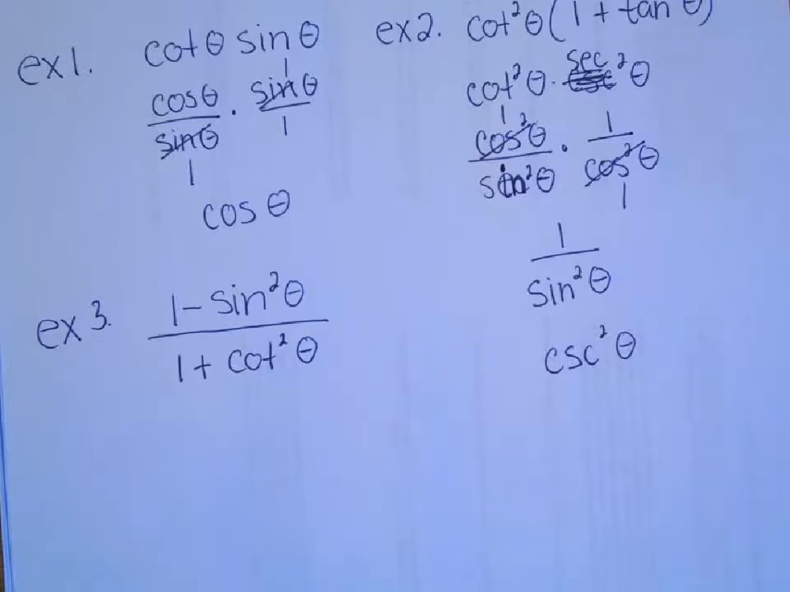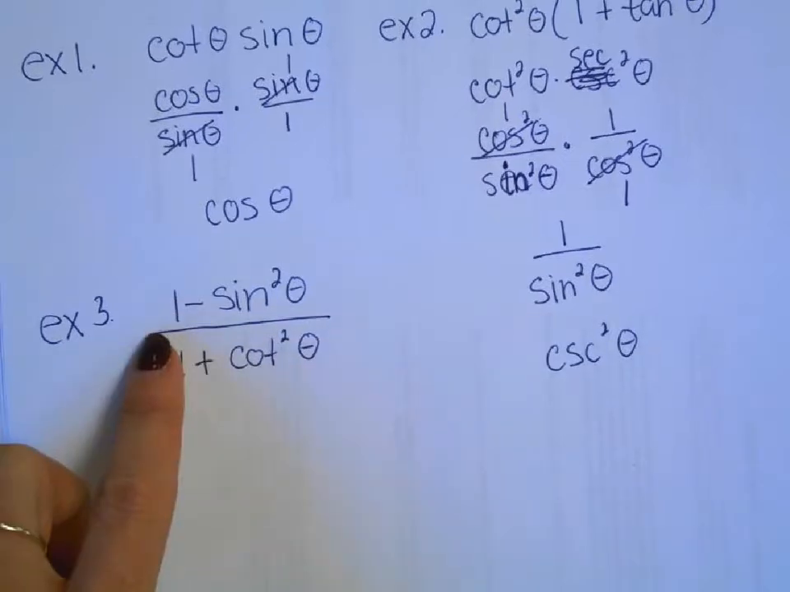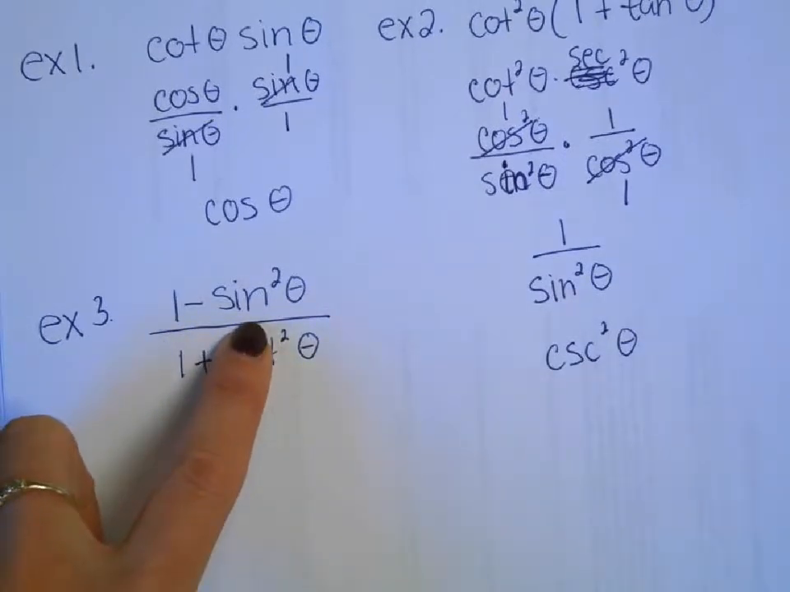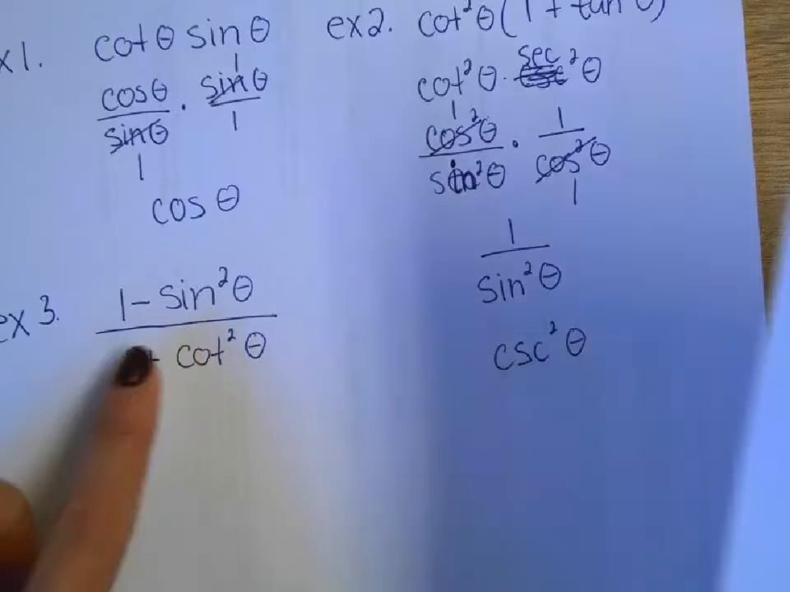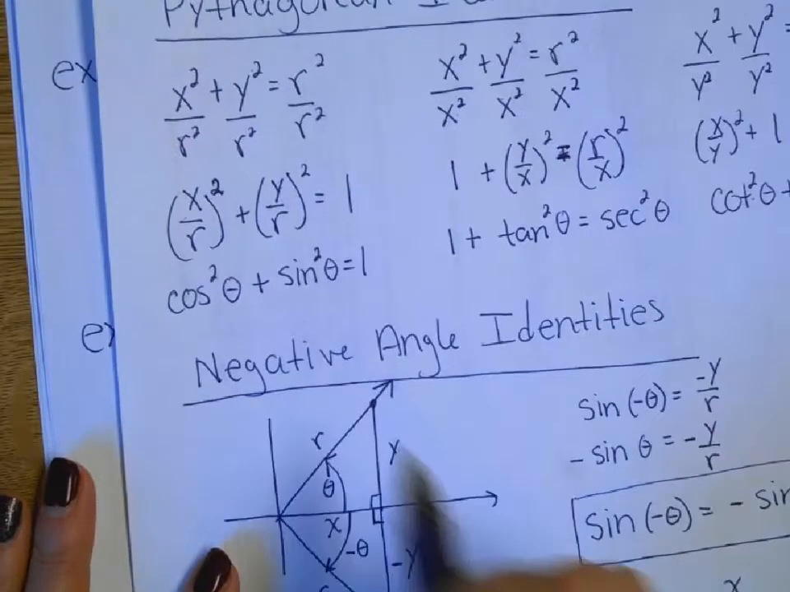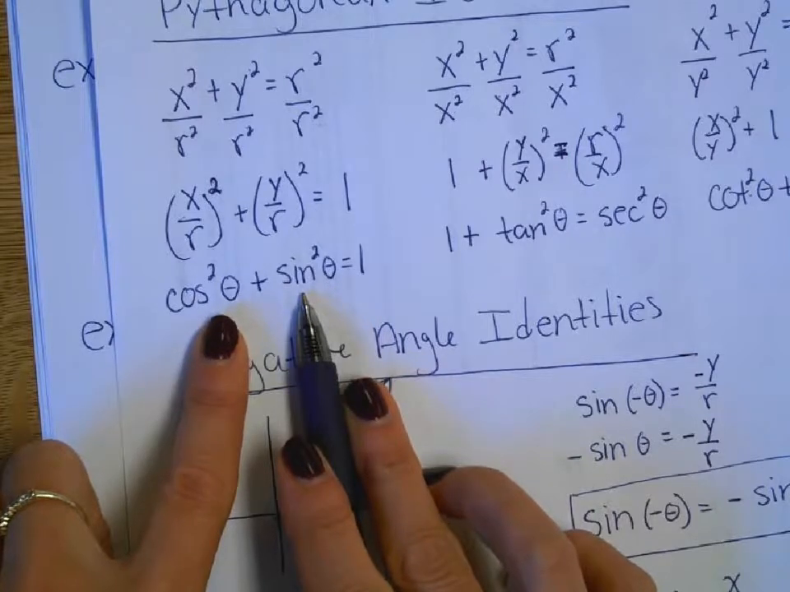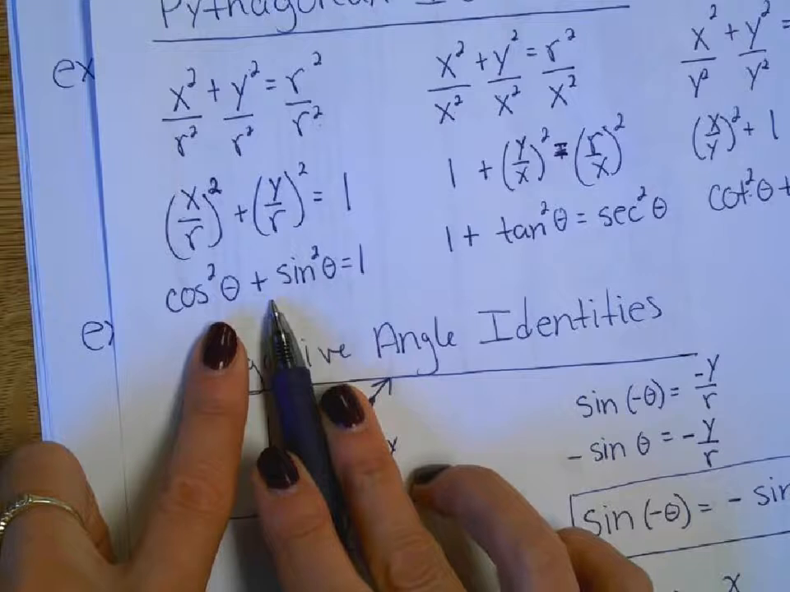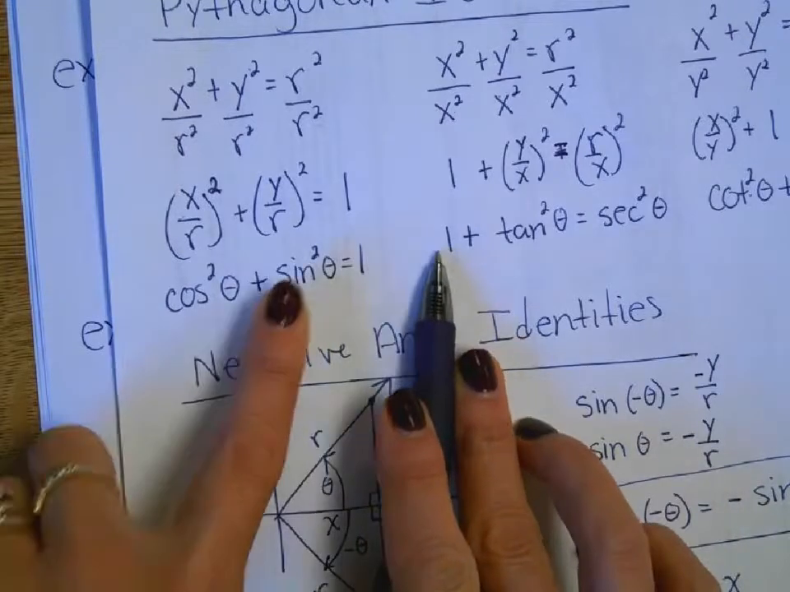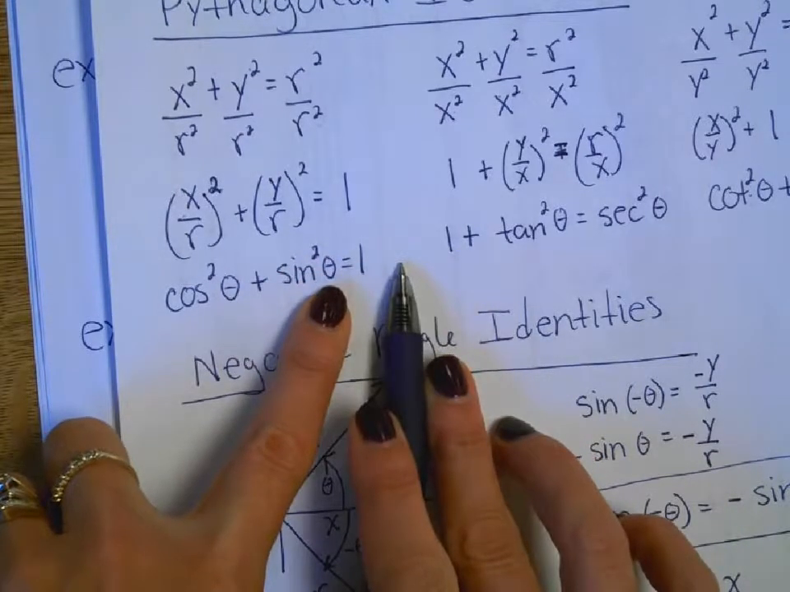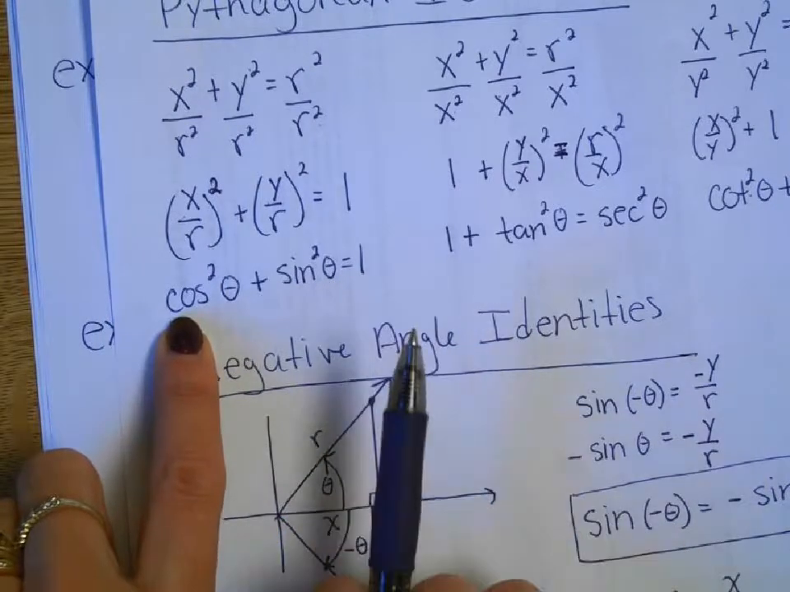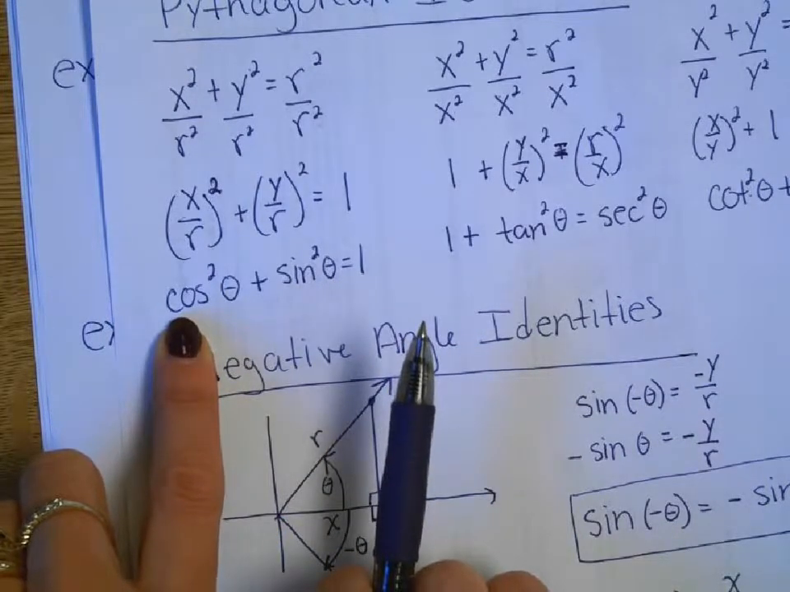Can I get one of those Pythagorean identities to be 1 minus sine squared? I'm sure you can. Take a look at this one. Can you rearrange this one to say 1 minus sine squared? Sure can. I subtract sine squared here. I have 1 minus sine squared here. What's 1 minus sine squared going to equal in your head? Cosine squared.